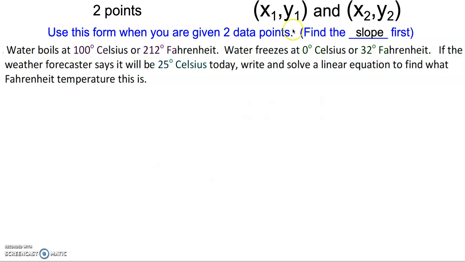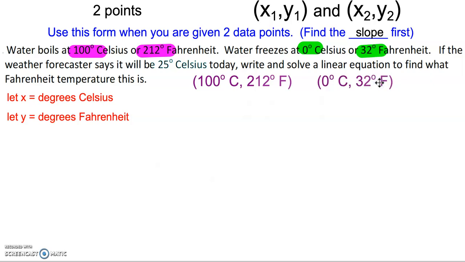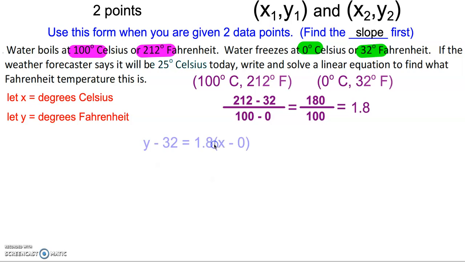Okay, notice it's talking about two quantities here. We're talking about degrees in Celsius and degrees in Fahrenheit. And we're given two data points, 100 degrees Celsius, 212 degrees Fahrenheit. We're also given 0 degrees and 32 degrees. We use these points to find the slope of 1.8, and then we use that slope and one of the points. It does not matter which point because both of the points will be on the equation of the line.